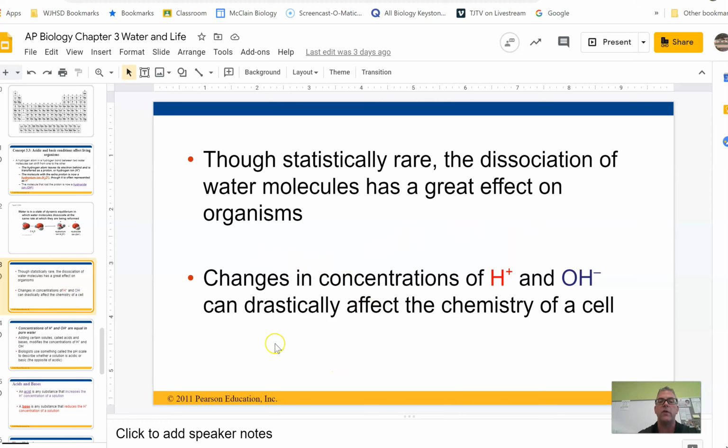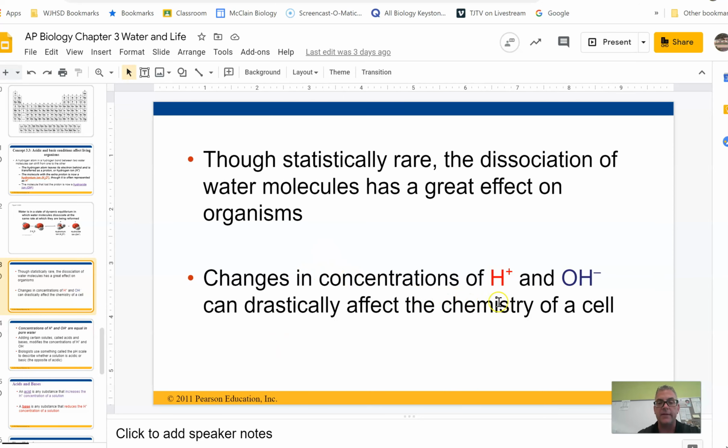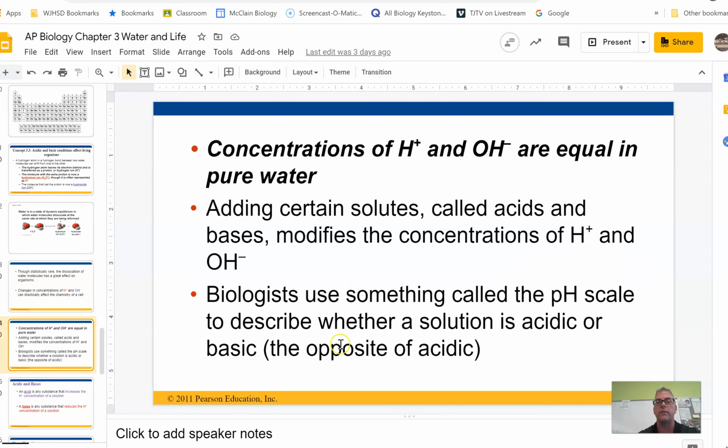So it's not like all these molecules are doing this. It's rare, but it's still yet significant, and it's saying that the ratio of hydrogen and hydroxide will ultimately impact the chemistry of a cell. So if that H3O forms the water and then releases hydrogen, that would make this hydrogen level go up, which is associated with a more acidic environment, and likewise, this value would go down in relative position.